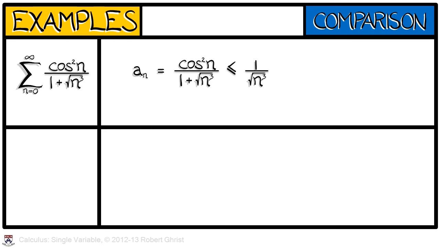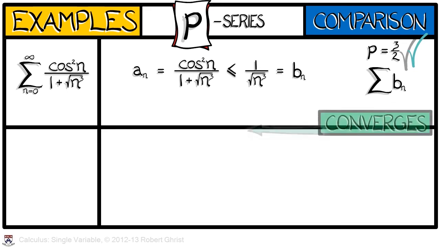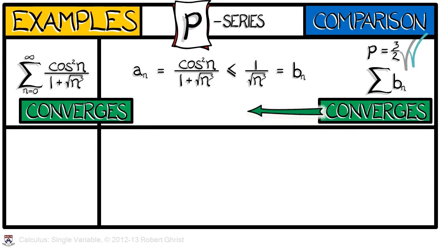Therefore, we can bound this A sequence by a B sequence of the form 1 over n to the 3 halves. Since we know something about the p-series for p equals 3 halves, we know that the larger series converges, therefore the smaller A series converges as well. Now let's see an example where it runs in the other direction.